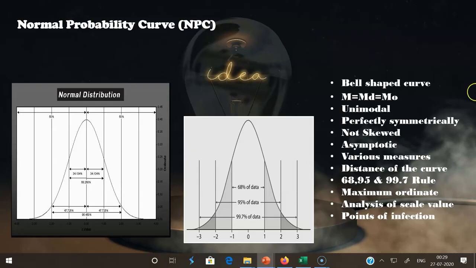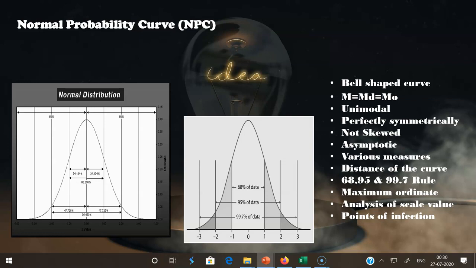The first property is the bell-shaped curve. The shape of the normal curve is like a bell. The second property: mean equals median equals mode. It means that the values of the mean, median, and mode are the same. The three values fall at the same point on the curve.